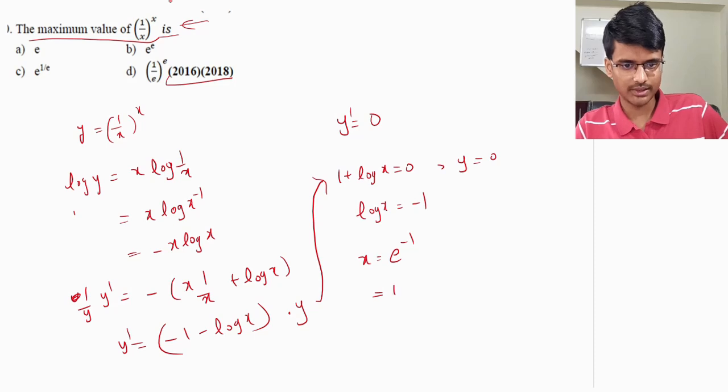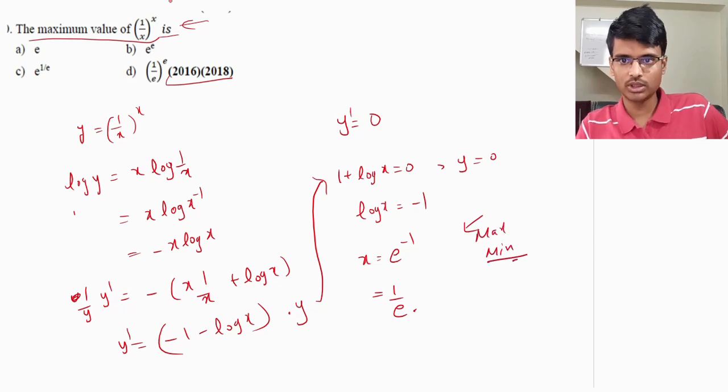So at x equal to 1 by e, there is something happening. Whether it is maxima or minima, we don't know; it can be anything. So if I put y equal to 0, what do I get? 1 by x whole power x equal to 0. If I take this condition, it becomes an indeterminate form.